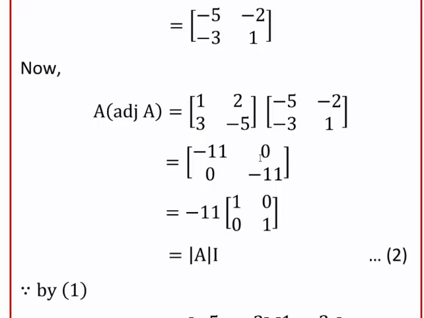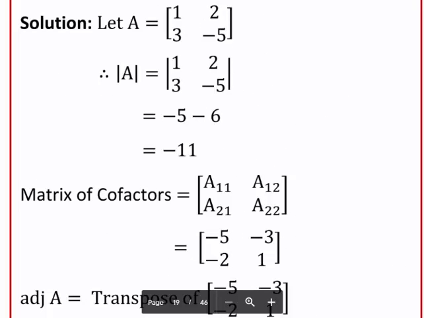Those who don't remember, they can also do it like this: 1 into minus 5 plus 2 into minus 3. Means minus 5 minus 6 will be minus 11. To calculate this entry, 1 into minus 2 plus 2 into 1. So minus 2 plus 2 will be 0, like this. So in this way we succeed to show that A into adjoint of A is equal to determinant of A into I, because we already calculated determinant of A, that is nothing but minus 11. See, you can just see this one.